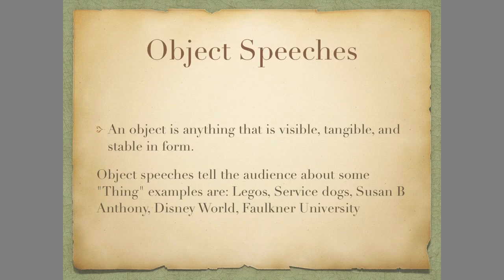Some examples that I've given you here are a speech about Legos, service dogs. You could also give a speech about a person, like Susan B. Anthony, a place, Disney World, or Faulkner University. So you'll find someone, something that you can tell us about and inform us about that. Okay, so those are speeches about objects.